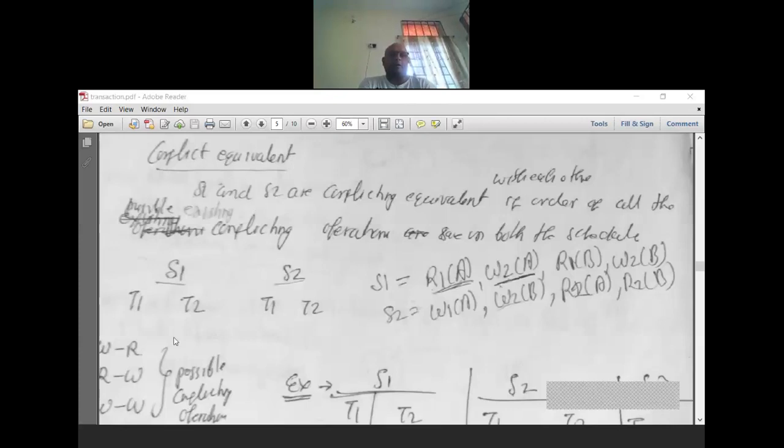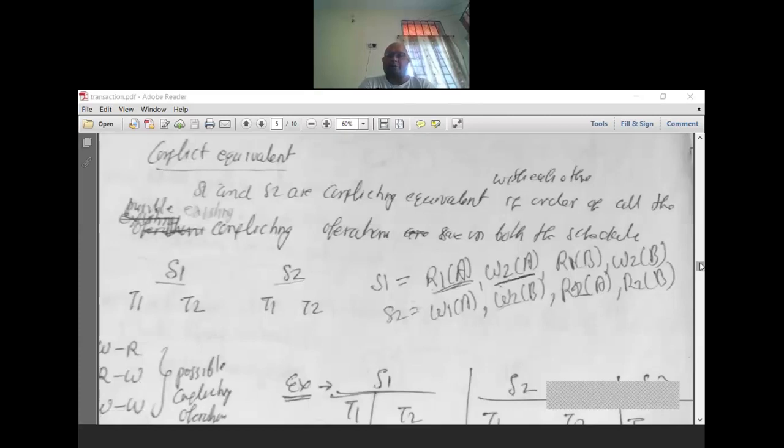So, what is the conflict? One case is write-read, the second is read-write, and the third is write-write. You may have already studied possible conflicting operations in operating systems. If one of the operations is a write operation, they may conflict with each other.